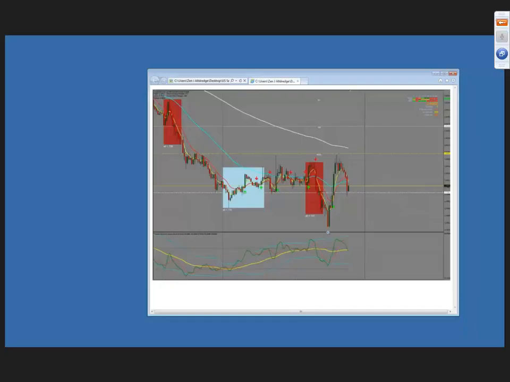Here's another nice setup from this morning. This is the Aussie Swissy. And you can see it was pretty ugly activity. But what was our key here? Two different keys to enter this trade. What were they? I'll give it a second to load.